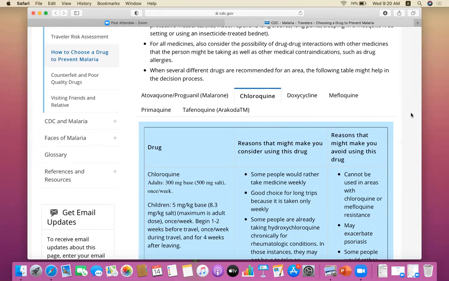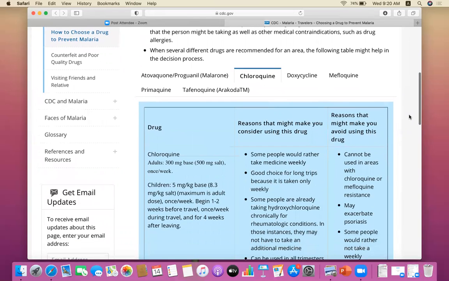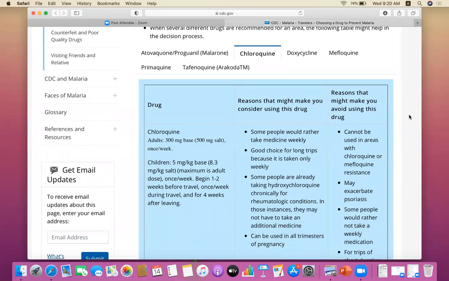Another important drug is chloroquine. Chloroquine is the most important drug, but the problem is that most areas and most countries are found to be resistant to chloroquine. So what is the dose for chloroquine? Adult: 300 milligram base. Generally it is available as chloroquine phosphate. So chloroquine and chloroquine phosphate are the same.